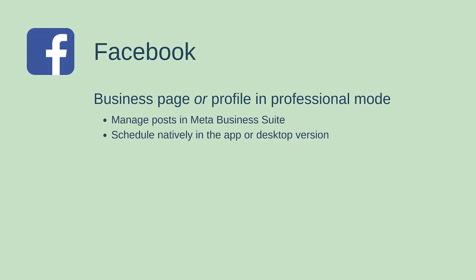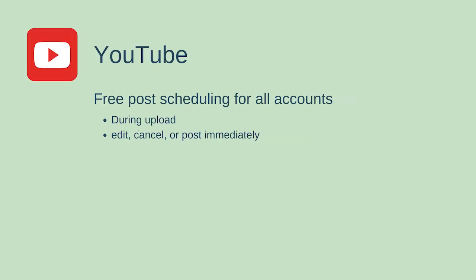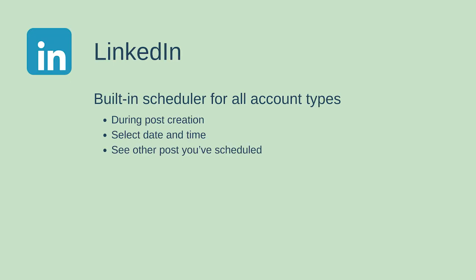With a Facebook business page or profile in professional mode, posts can be managed in the Meta Business Suite or scheduled natively in the app or desktop version. The standard YouTube upload process already includes a post scheduling tool, which can also be edited, canceled, or set to post right away. LinkedIn has a built-in post scheduler.